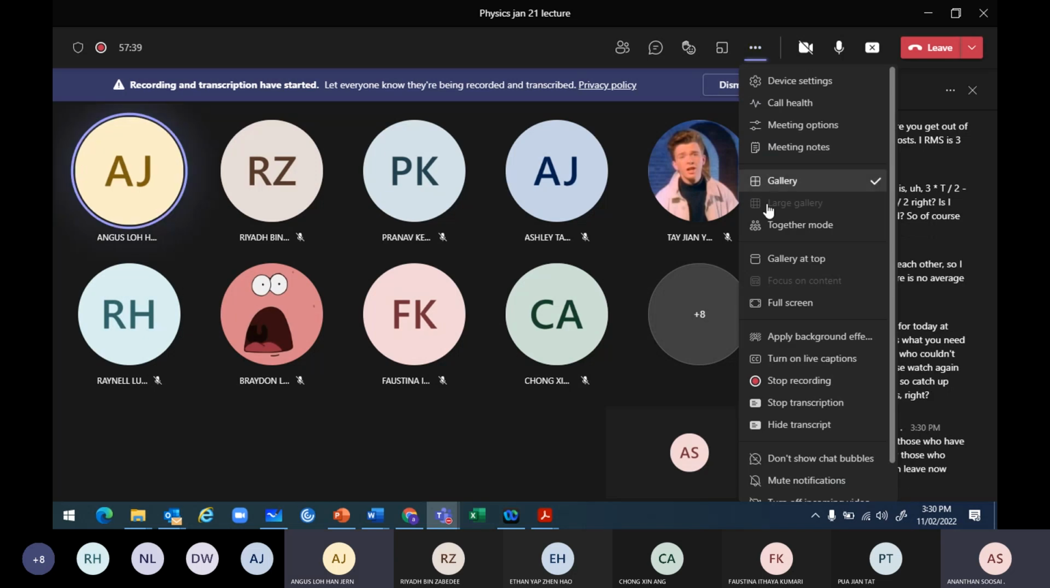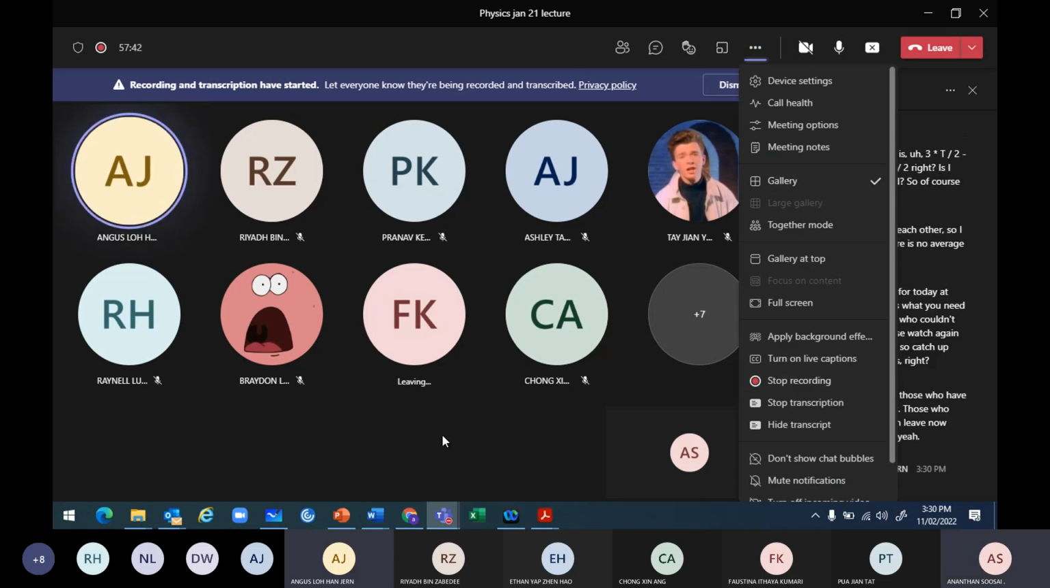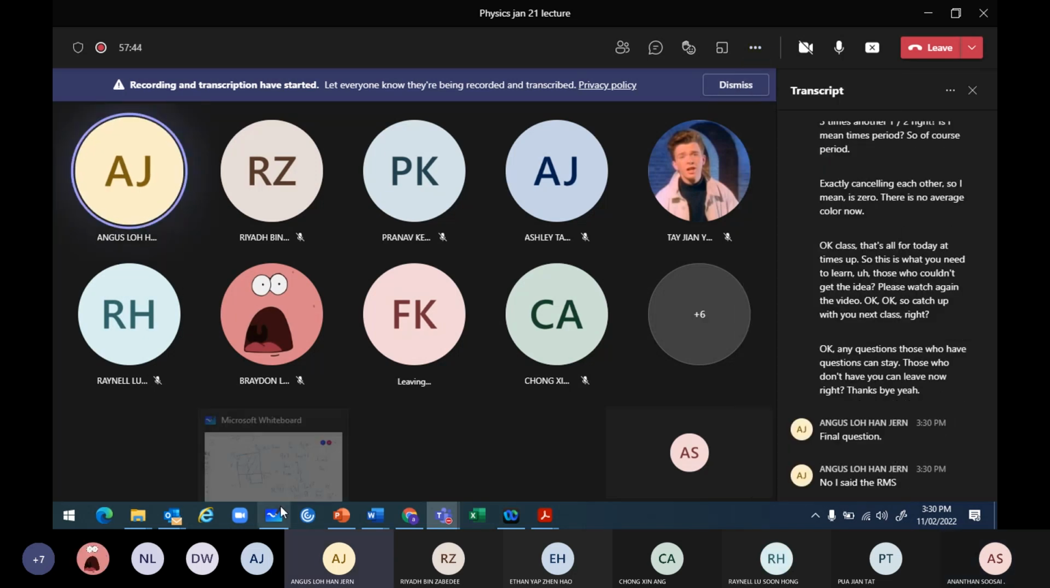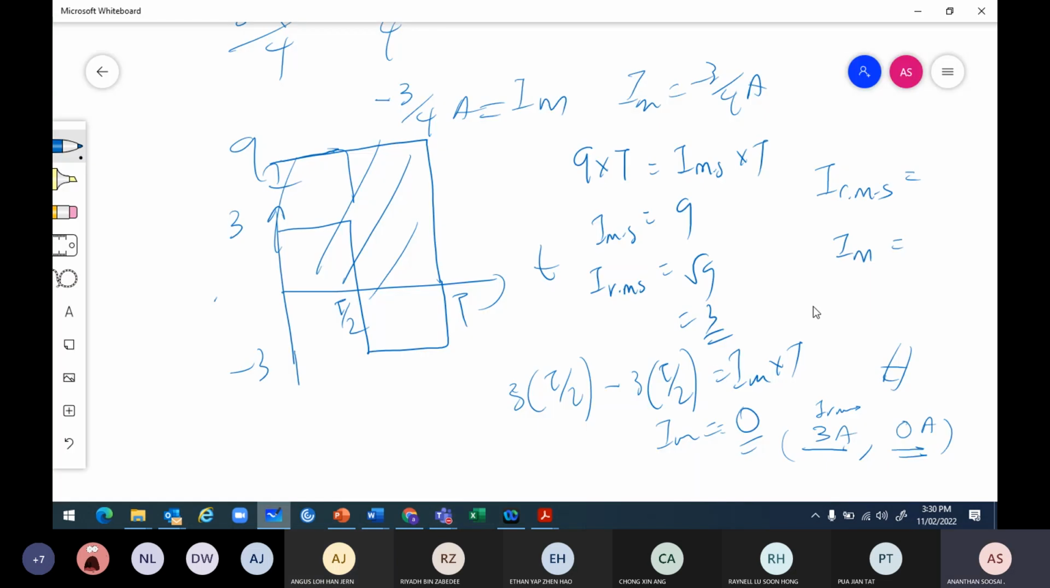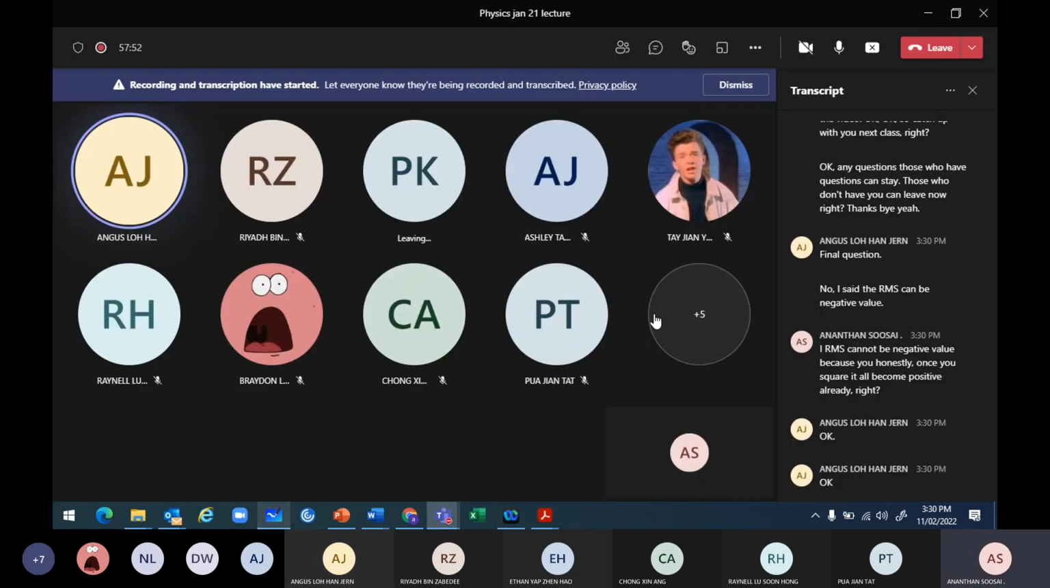I have a question. Can IRMS be a negative value? IRMS cannot be a negative value because once you square it, everything becomes positive already. Right? Okay. No way.